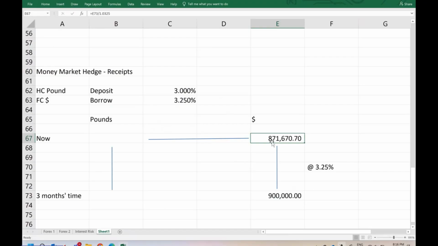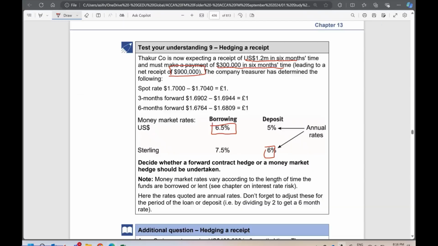So we will borrow this money today and use the exchange rate. Which rate will we use? 3 months, 6 months, or spot? Spot. In the money market, we always have to use the spot rate. Which rate will we use? It's a receipt. Division case. Higher rate, 1.7040.